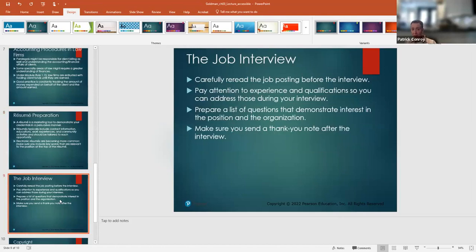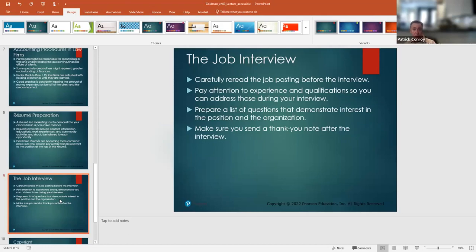And the job interview. There are a lot of tricks to doing a good job interview. I would recommend that you work with career services here at Delgado to set up some mock interviews so you can really get familiar with the process. A lot of the things about the job interview are very simple. Make sure you read the job posting before the interview, so when they talk about what skills are needed, you can explain how you've used those skills in the past. So they can feel comfortable that you will be able to do the job.